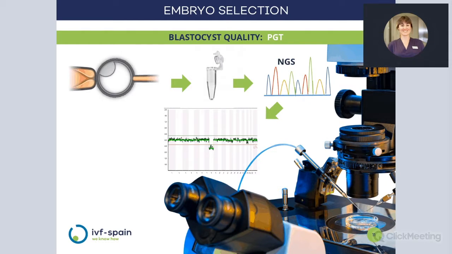Another way we have to select which embryo to transfer comes after the embryo development. So PGT, pre-implantation genetic testing, is based on the fact that not all of the embryos will be genetically normal. So some embryos have genetic errors. What we do in the laboratory when the embryo reaches the blastocyst stage is remove a few cells from the trophectoderm. We extract the genetic material from these cells, we amplify it, and we sequence it. And this way we're able to know if the embryo has the correct number of chromosomes.